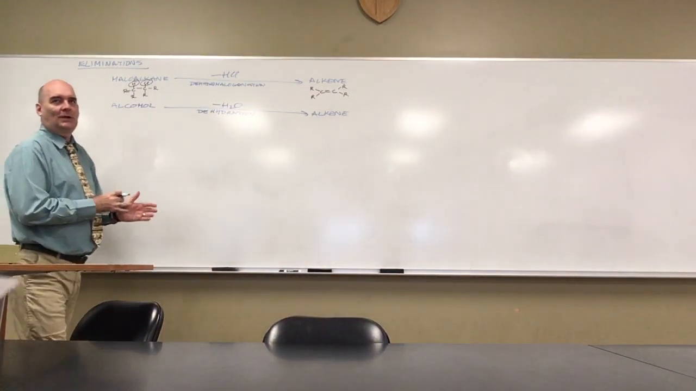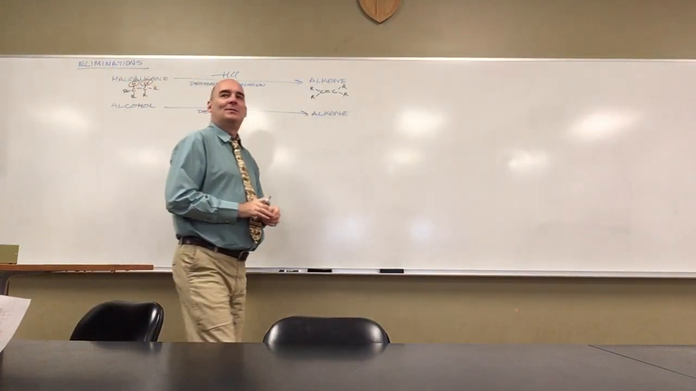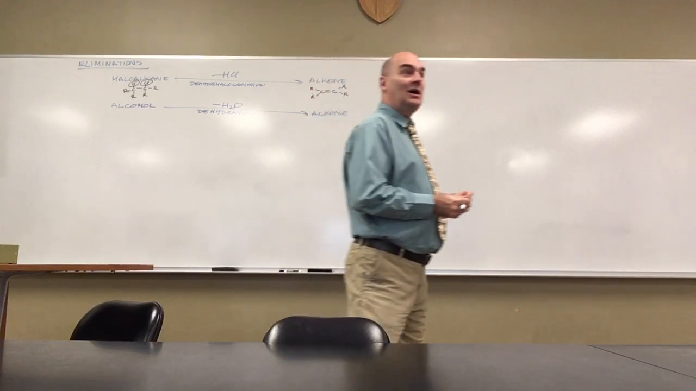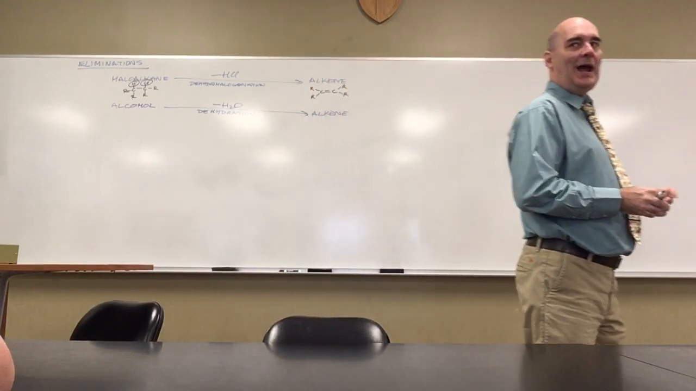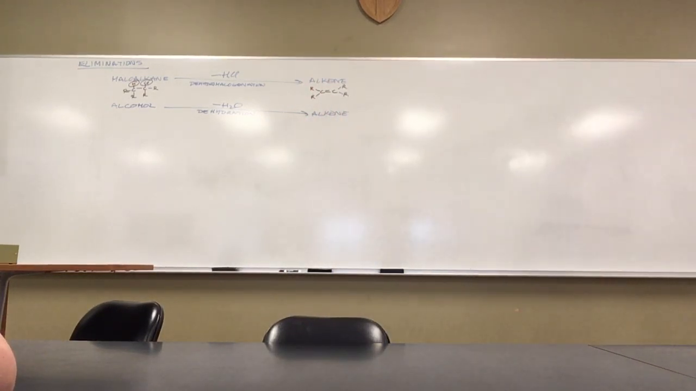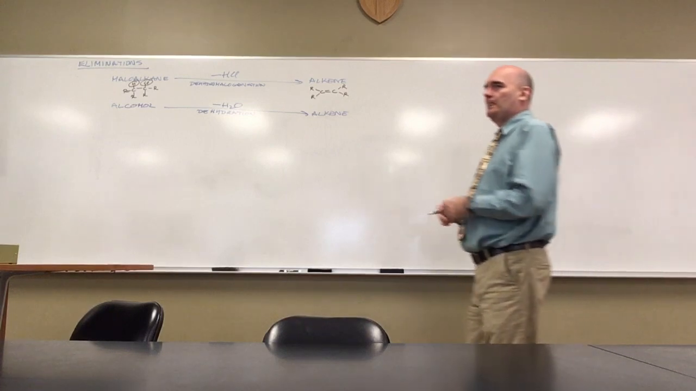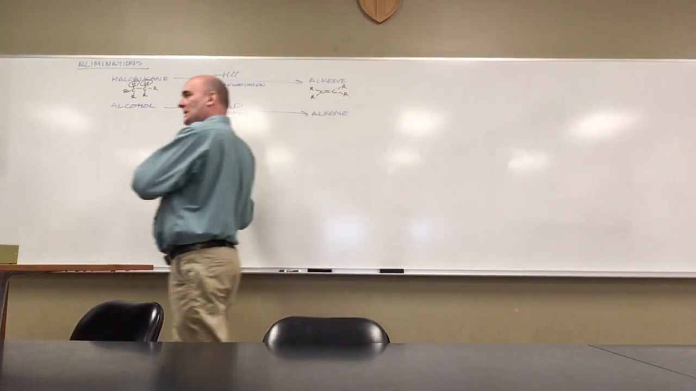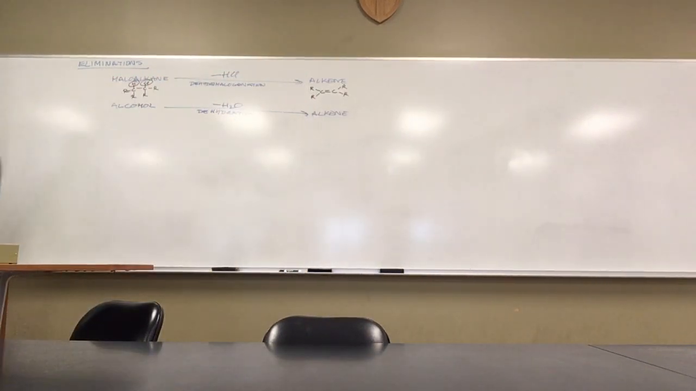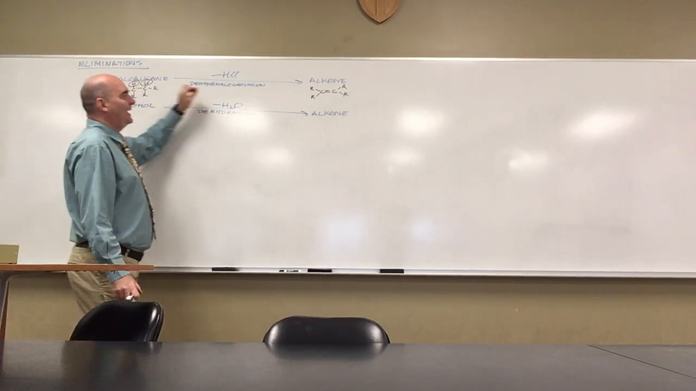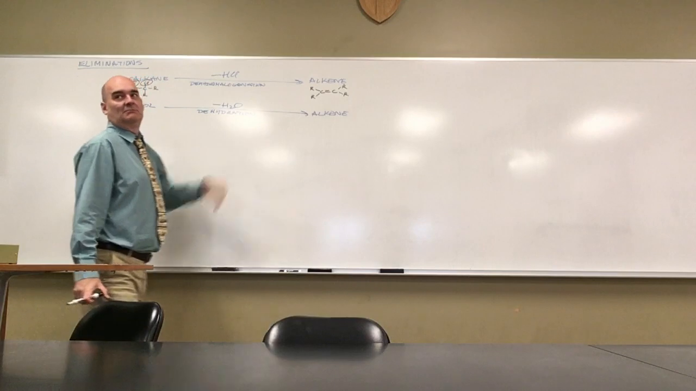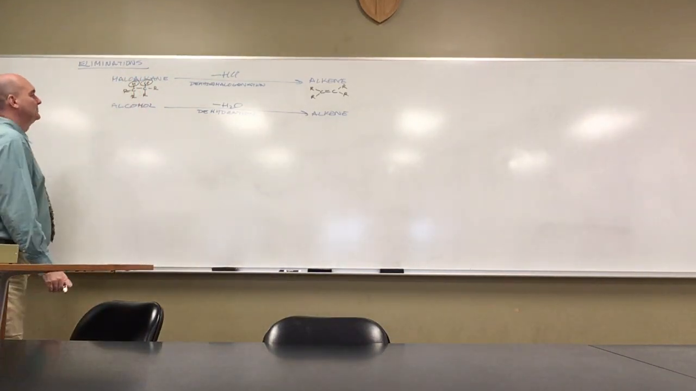Zaitsev's rule. Markovnikov's the other way around. Markovnikov says if you start with an alkene and you add to it, make sure that the carbocation is on the most substituted position. Okay? We're doing this the other way, that says if you're going to start with the haloalkane and make an alkene out of it, make the most substituted alkene.